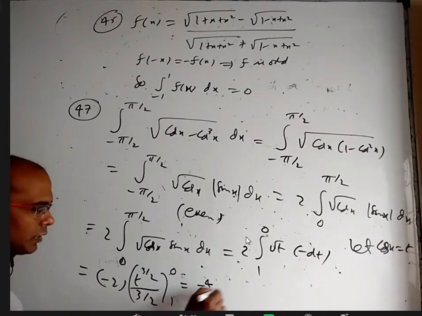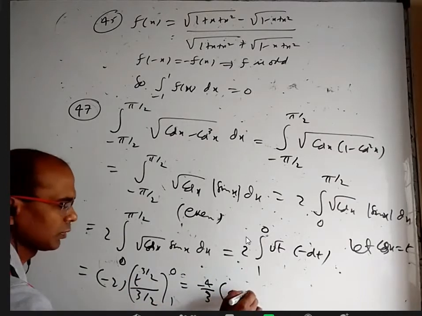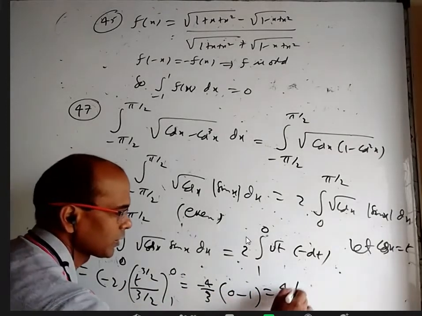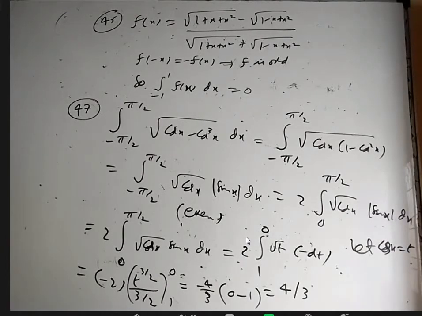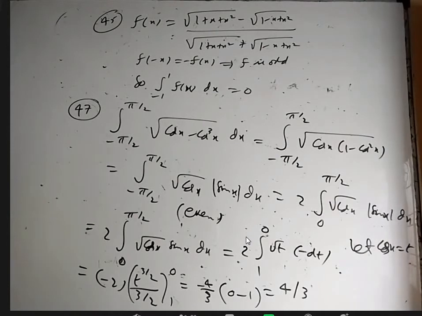Minus 4 by 3. When I put 0, it is 0. When I put 1, it is 1. Plus 4 by 3 is the answer. Okay, so there is a good chance that somebody can write the answer as 0. That's why they give the first option as 0. But it is not an odd function, rather it is even.